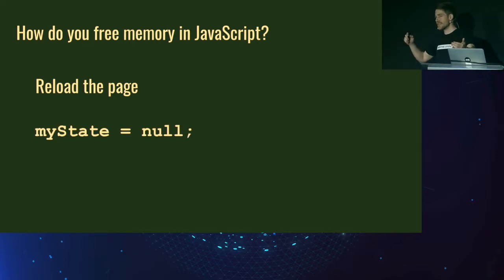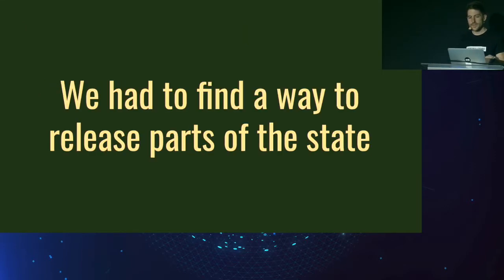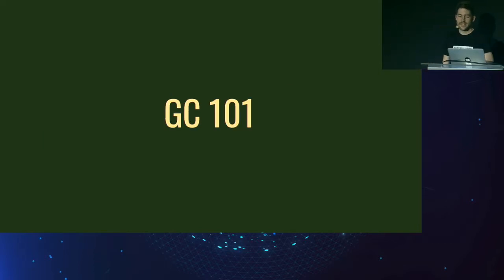The next thing you can do is set whatever blob you have to null. And that's a good idea, but if you remember this Redux object, it's one big object, and you cannot just say null, because then all your data is gone. So you kind of have to find a way to do this in a smart way. So we had to find a way to release parts of this big object. And here, now you're welcome to my university lesson about garbage collection 101. Luckily, this is a problem that has been solved before and researched a lot, so that's great.